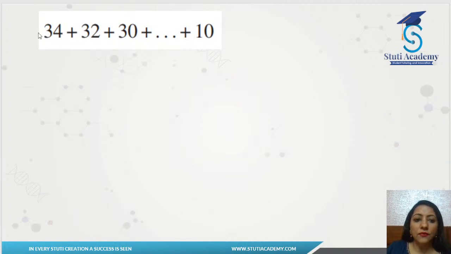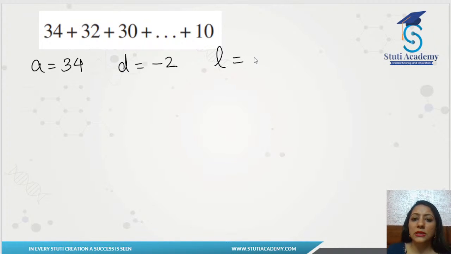Now the next one we have is 34, 32, 30 and so on up till 10. So this is also an AP. We can see that the common difference here is minus 2. Please notice here the numbers are decreasing. So if they are decreasing, that means the common difference is a negative number. So here A is 34, that's the first term. D is minus 2. There's a difference of 2 throughout and the numbers are decreasing. So the common difference is minus 2. Then the last term is how much? It is 10.